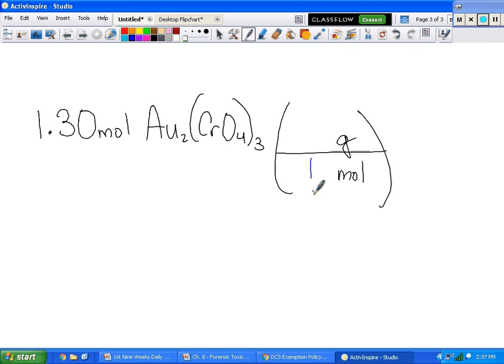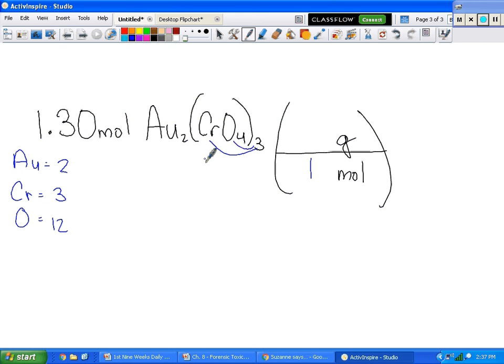You set it up as we've always done before. Au, Cr, and O. How many golds are there? There are 2 golds. How many chromiums? There are 3. Now where in the world did you get that 3 from? You got to distribute that 3 to here. And then how many oxygens are there? There are 12 of them. Very good. So that 12 is because that 3 is distributed throughout those parentheses.